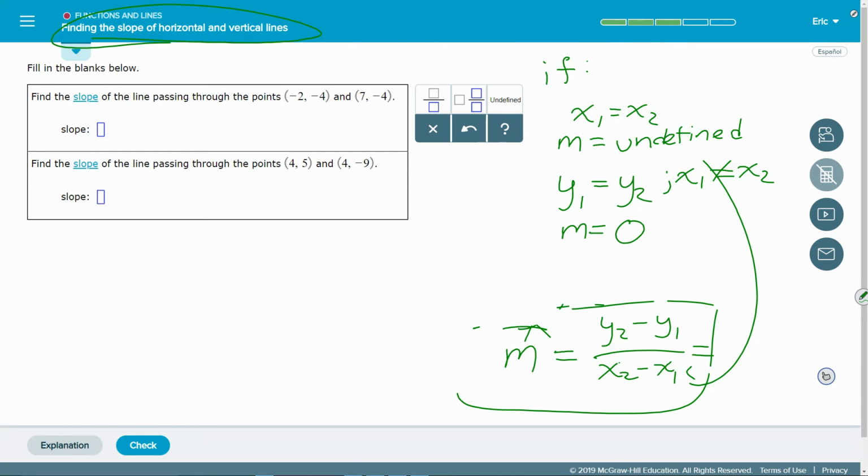So for this one, my -4 and -4 are the same, the 2 and 7 aren't, so I know that my slope is 0. And this one, my 4 and my 4 are the same, my x's are equal, so it's going to be undefined. And that's it.